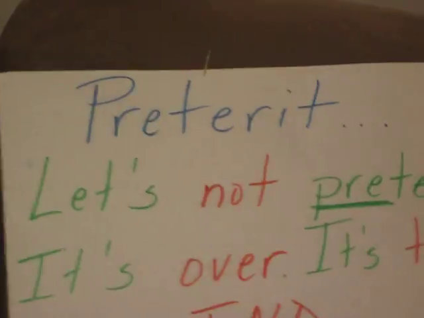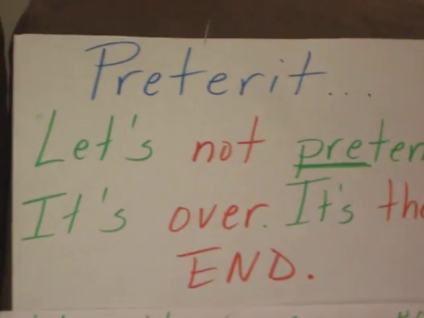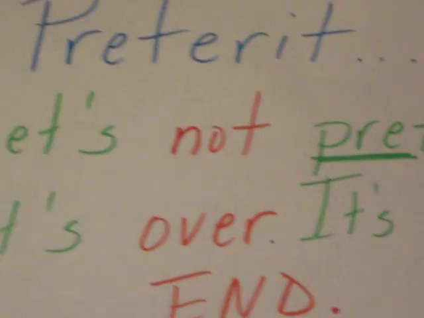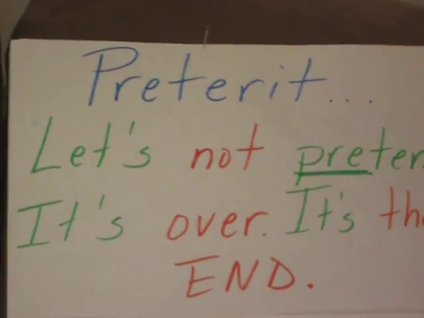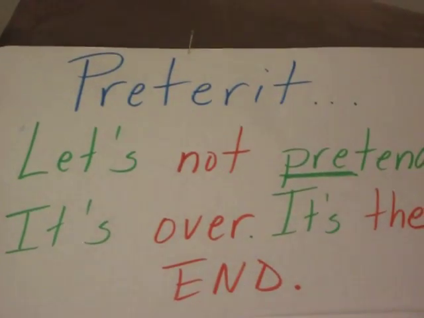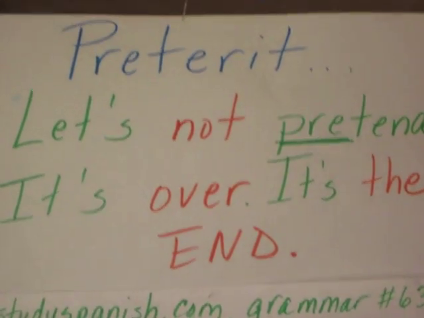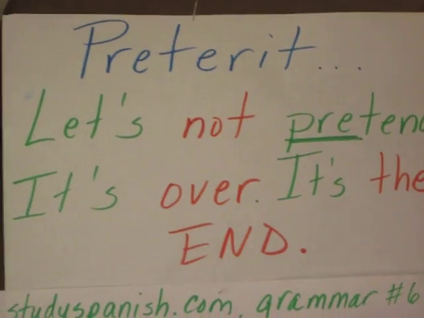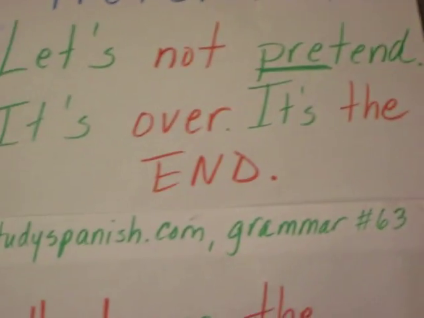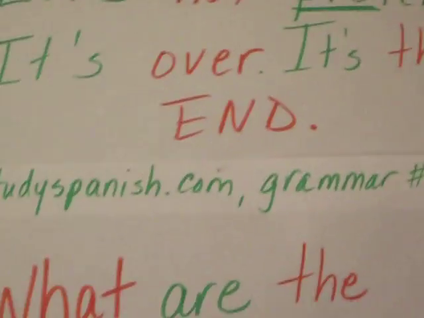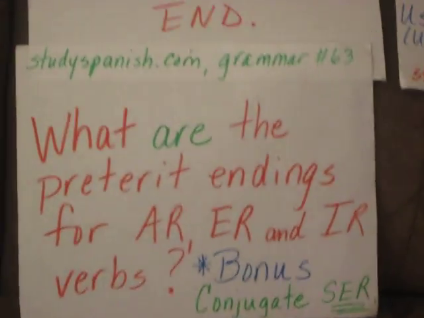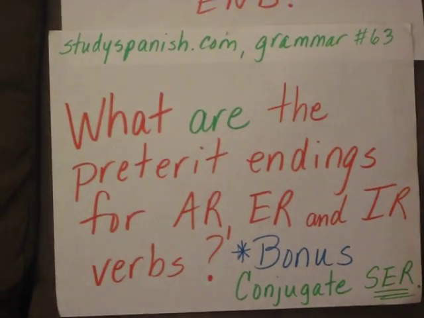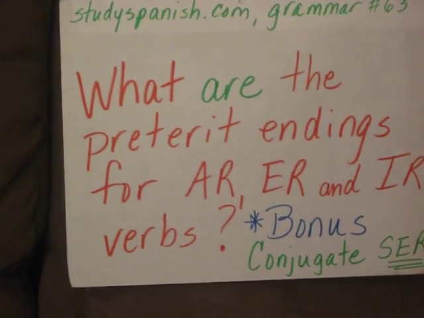Preterite. Who knows what it is? We talked about it a little bit. It should sound familiar, should look familiar. Basically, preterite is a way to talk about the past that's ended, it's over. So a way to remember it is, let's not pretend it's over, it's the end. That's when you use the preterite. If you go to studyspanish.com, grammar number 63, you'll be able to find your preterite endings. And that's what you put on your verbs.